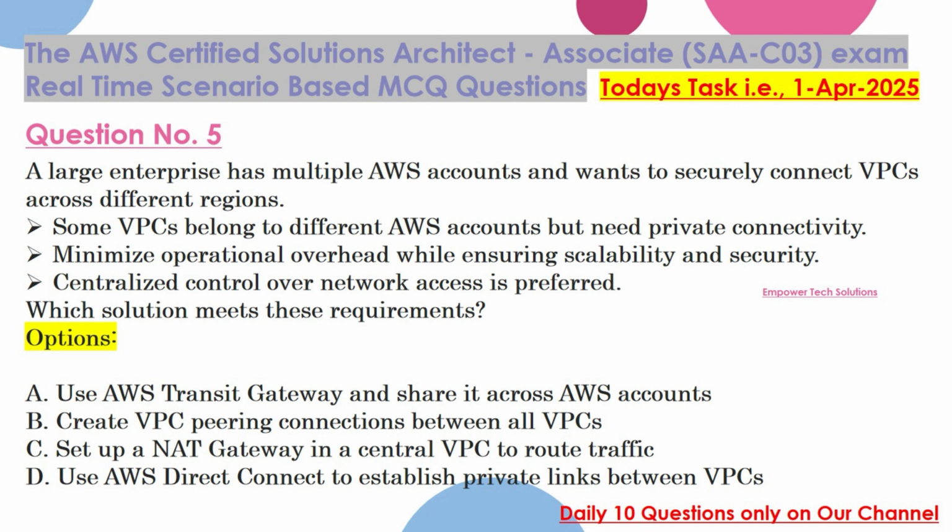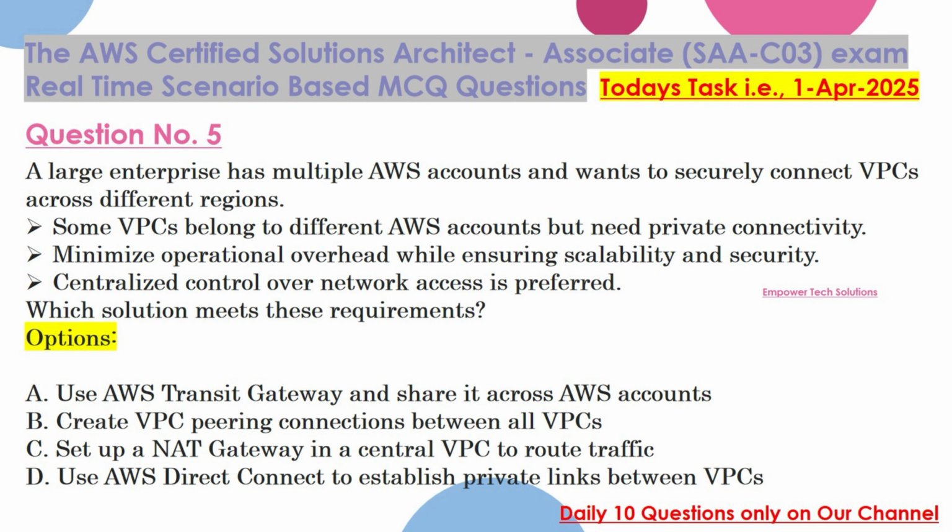Question 5. A large enterprise has multiple AWS accounts and wants to securely connect VPCs across different regions. Some VPCs belong to different AWS accounts but need private connectivity. Minimize operational overhead while ensuring scalability and security. Centralized control over network access is preferred. Which solution meets these requirements?